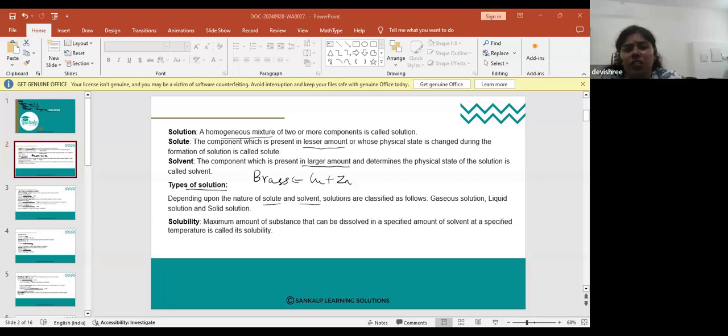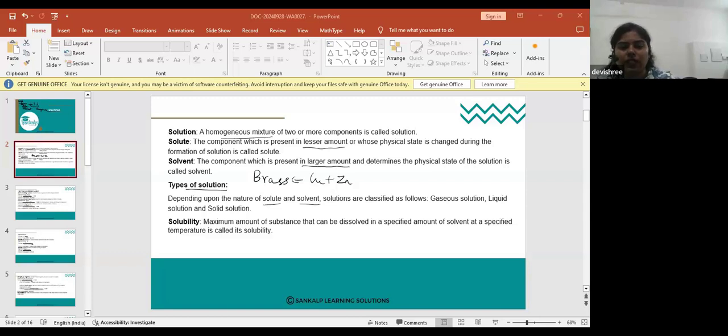These questions can be asked, they may give you an example. Identify the type of solution it is. Copper dissolved in gold. What type of solution is it? We need to tick solid solution. Gaseous solution, whichever type, you need to look at the examples and decide what type of solution it is. So that is based on types of solutions. We shall move on to the next part.